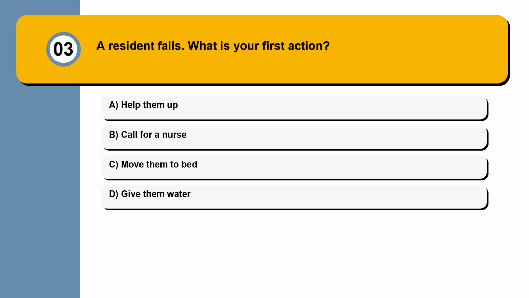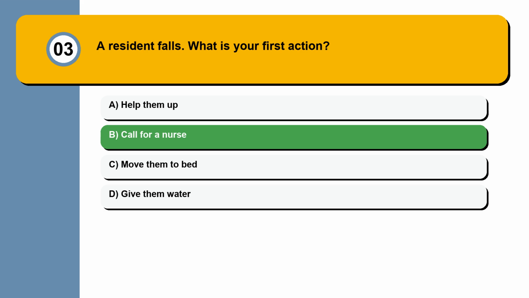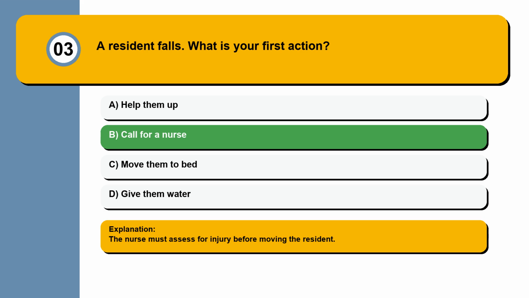Question 3. A resident falls. What is your first action? Help them up. Call for a nurse. Move them to bed. Give them water. The nurse must assess for injury before moving the resident.